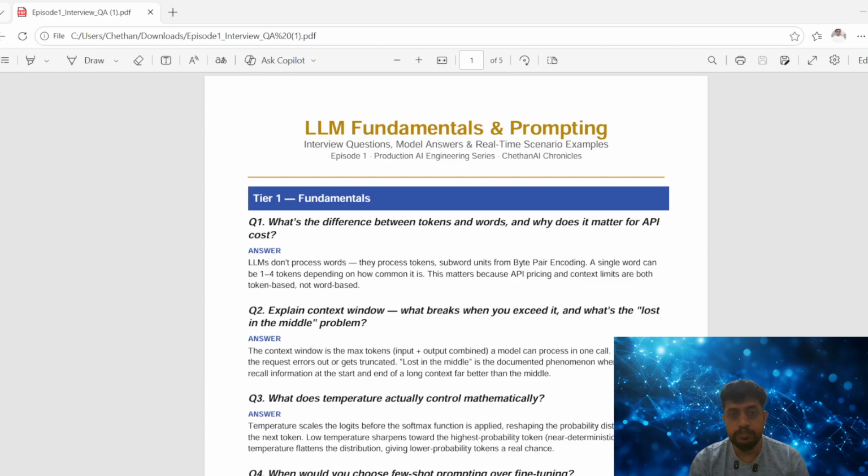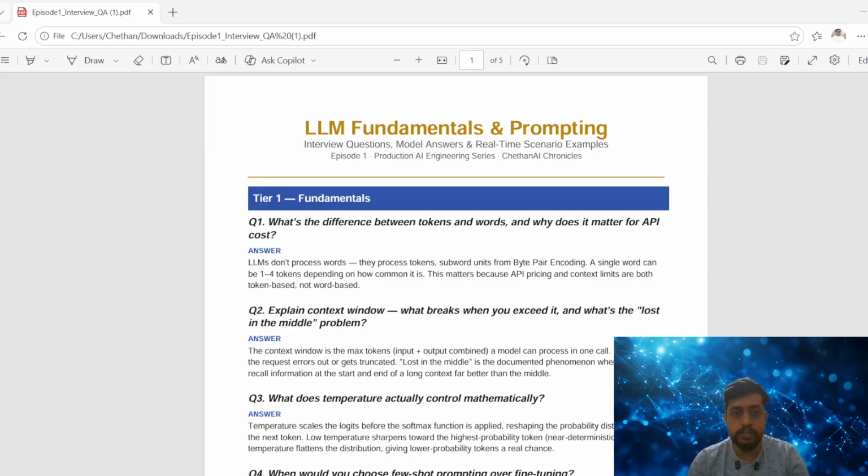So today we are discussing LLM fundamentals and prompting interview questions with answers, and I will also explain real-time scenarios as examples. We are going with three tiers. One is fundamentals, and the second tier will be scenario-based questions. The third one will be almost like after the production, right? After deploying to production, what kind of questions can be asked? So we are going with the three tiers.